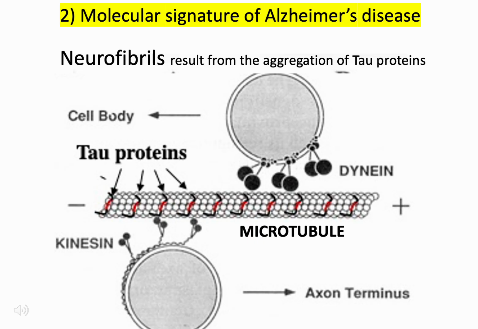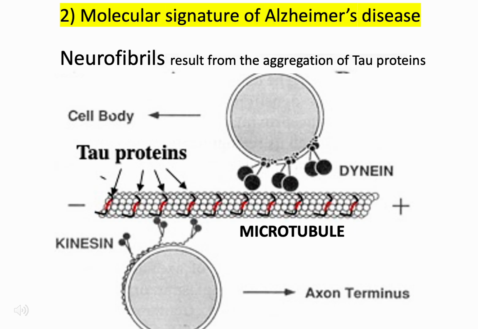2. The other hallmark of Alzheimer's disease is molecular and biochemical. These pathological neurofibrils result from the aggregation of proteins. These are tau proteins, which were identified by Bryan in 1987. Here are some technical details for those interested. Tau proteins are involved in the transport of cellular materials within neurons.